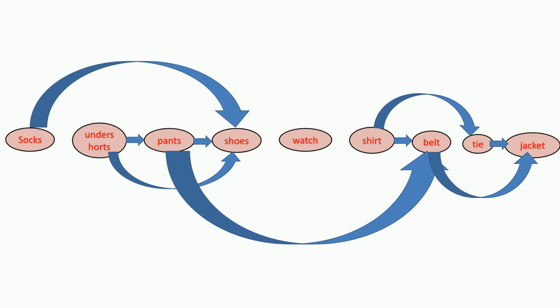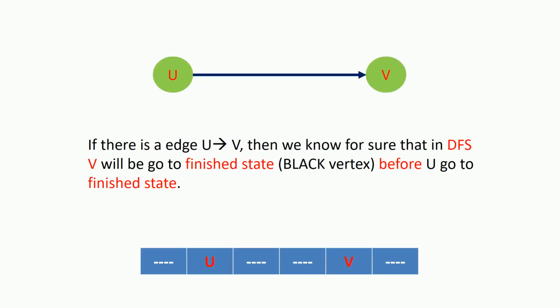Now notice here that our graph is a directed acyclic graph. We define topological ordering only for directed acyclic graphs because if there is any cycle, there is no particular order we can refer to. Now in the DFS, we know that if there is an edge from U to V, then V will go to finish state before U goes to finish state. So if we push vertices in front of a list as those vertices go to done state in DFS, it will look like the below table.